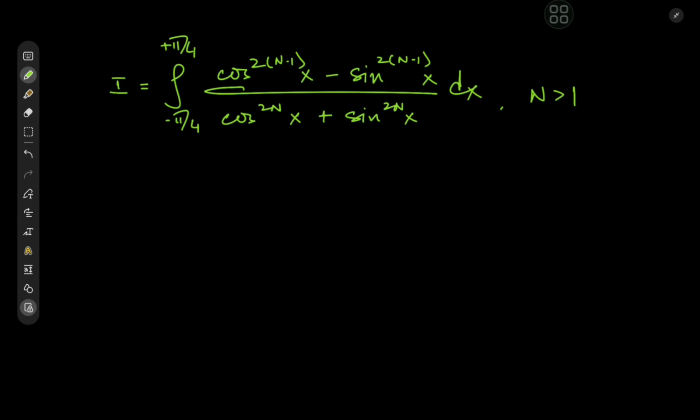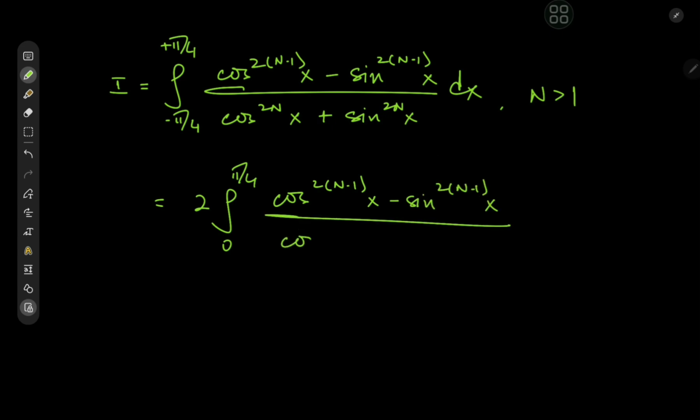To begin the solution development, we'll first take note of the fact that we're dealing with only even powers of the sine and cosine functions in the denominator, so the integrand is an even function of x. So we'll write this as twice the integral from 0 to pi by 4 of cosine to the 2n minus 1 of x minus sine to the 2n minus 1 of x divided by cosine to the 2n of x plus sine to the 2n of x dx.